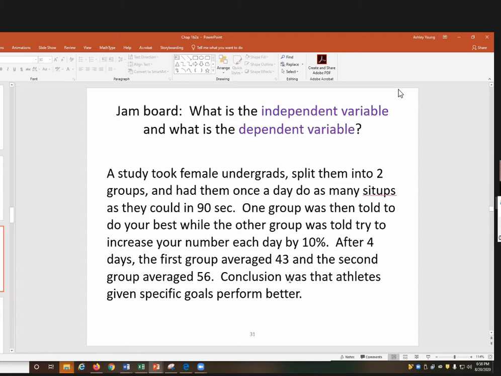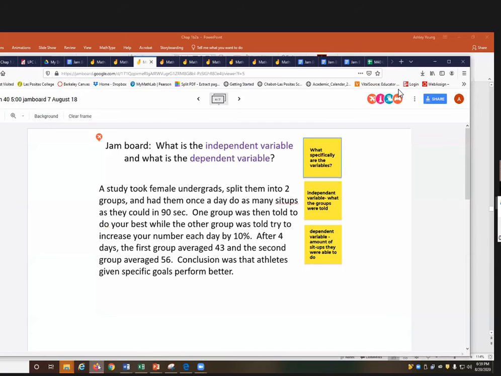Which one can I control? What group they were in or how many sit-ups they did? The group they're in. I put them into a group so I can control that. That's my independent variable, right? So the independent variable is what they were told, right? Which group you're in, what you're told, and the dependent variable is the number of steps they're able to do.